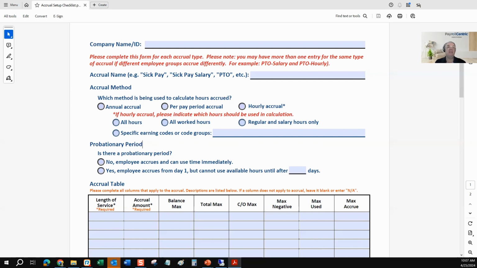This is different than starting an accrual 2 months after they've started, right? That would be the start time for the accrual. And yes, we can set it up to where they don't accrue anything for the first 2 months. And then once the 2 months kick in, then they can start accruing. We can set it up for that.